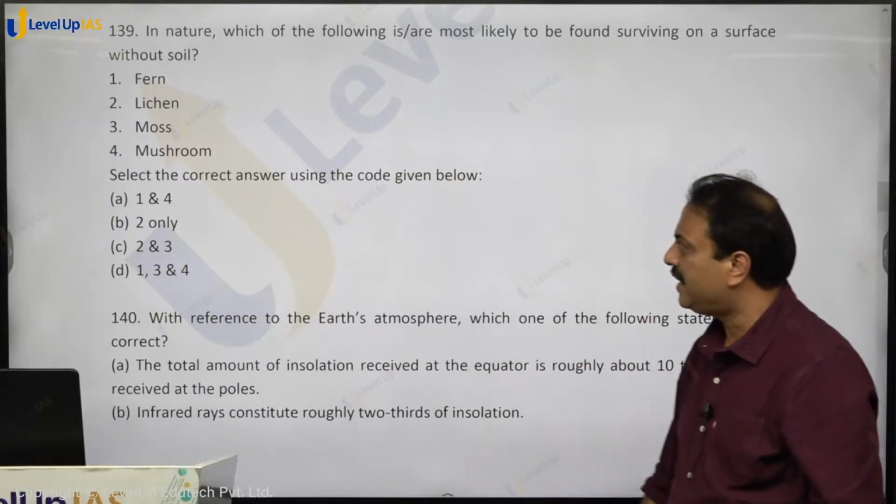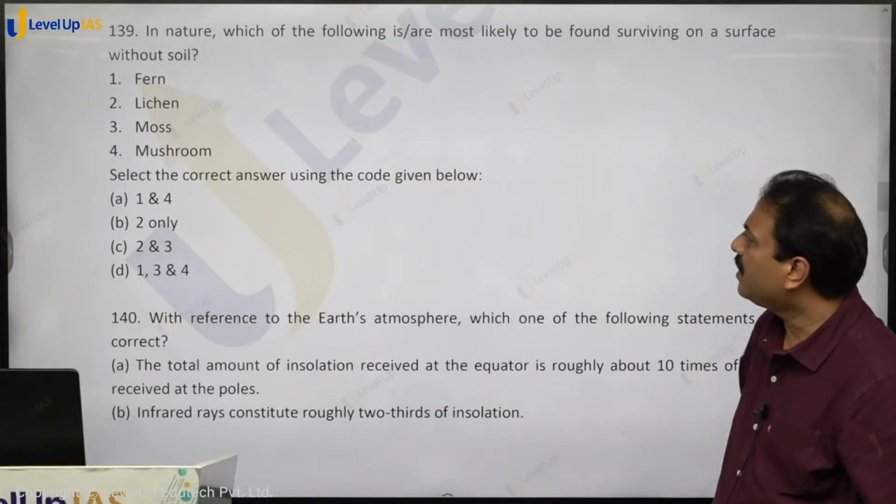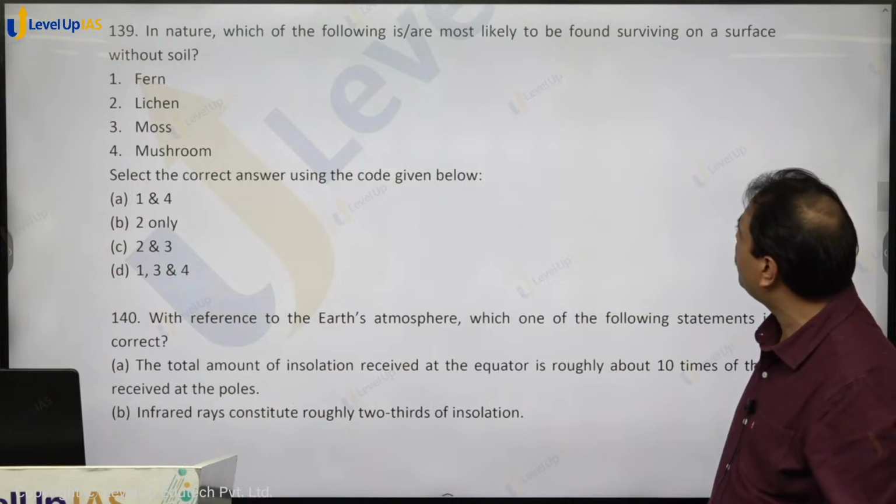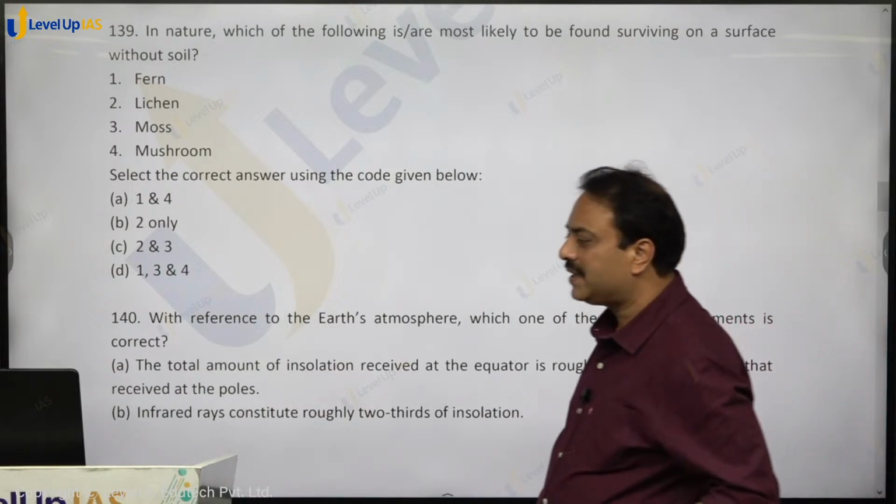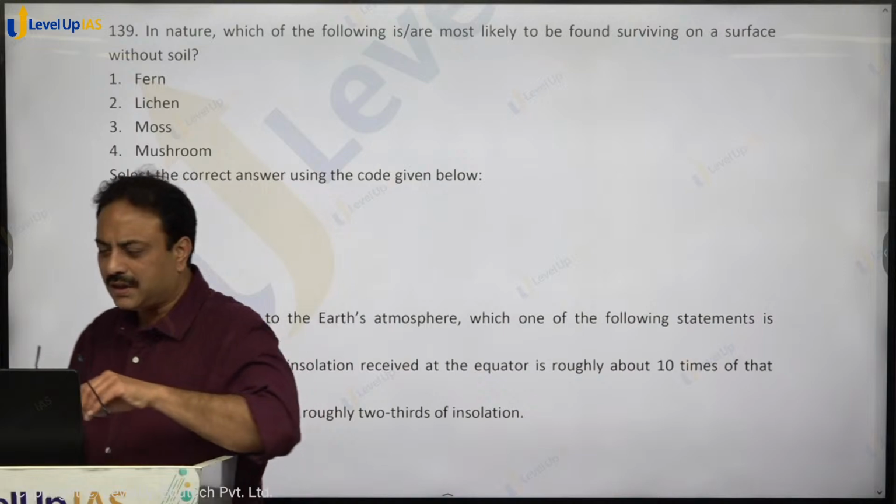Question number 139. In nature, which of the following is are most likely to be found surviving on a surface without soil? They have asked so many things.